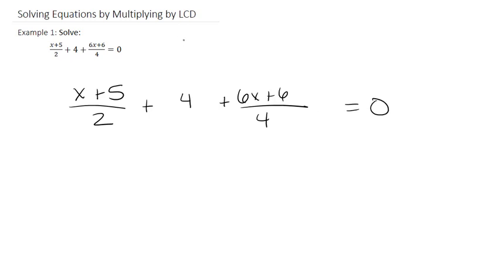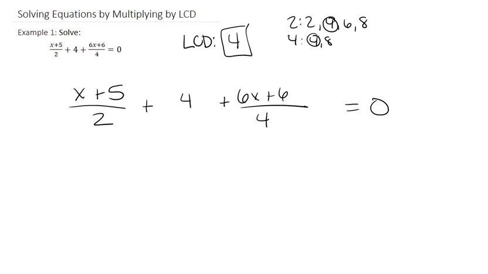by our least common denominator. Our least common denominator between our two fractions will be 4, because the multiples of 2 are 2, 4, 6, 8, and for 4, it's 4, 8. So our least common denominator is 4. What we'll do is multiply each term by 4 in this whole equation.